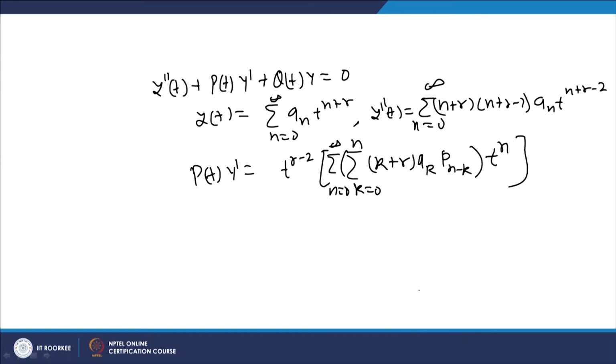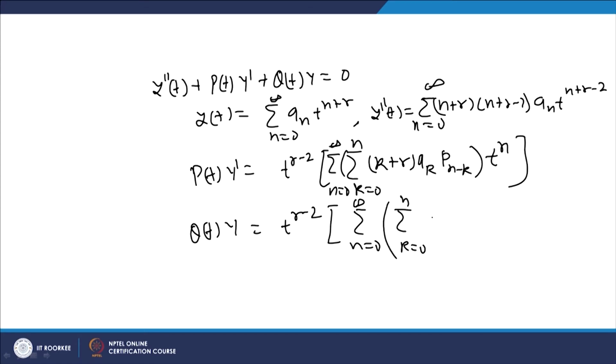That is what I am writing here: summation n equal to 0 to infinity, k equal to 0 to n, (k plus r) a_k p_(n minus k) t to the power n. Similarly, we can calculate q(t)y. q(t)y is again t to the power r minus 2, summation n equal to 0 to infinity, summation k equal to 0 to n, and here we have b_k and q_(n minus k) and t to the power n here. So, when you plug in this value, then what will you get?